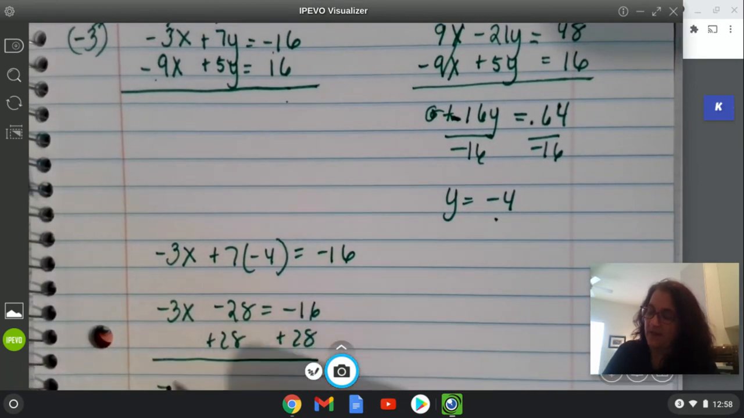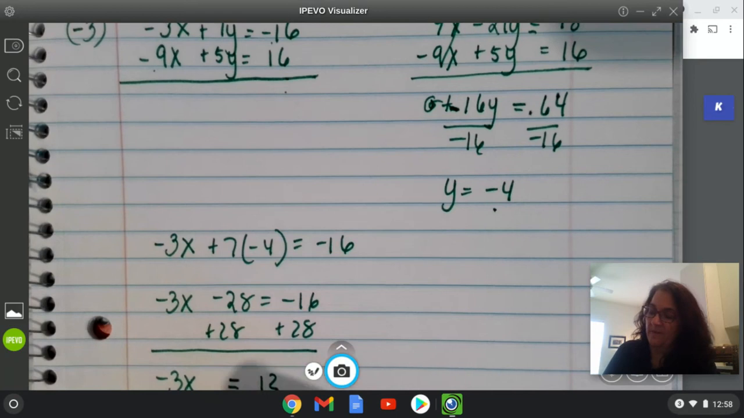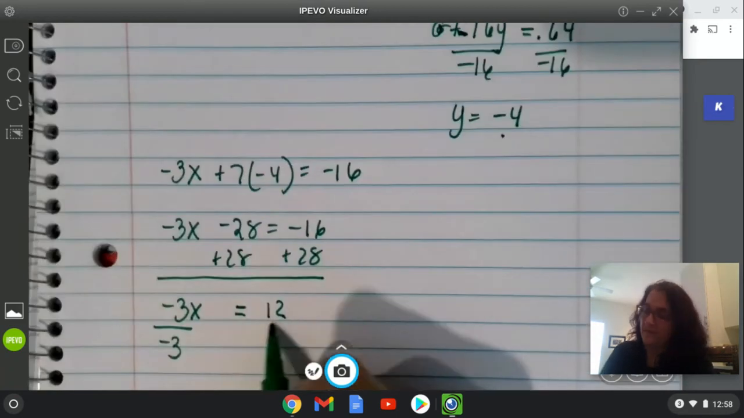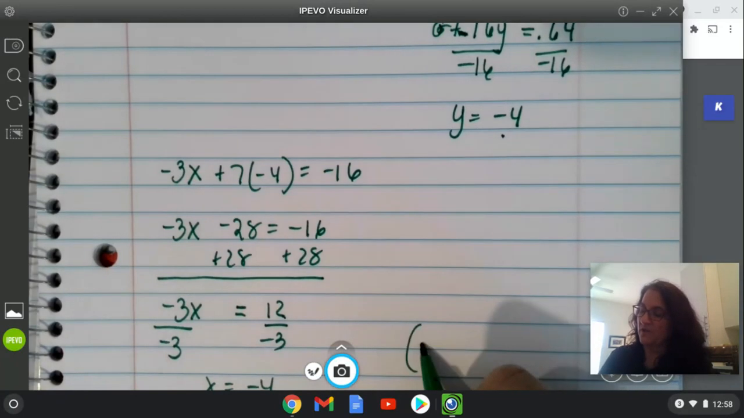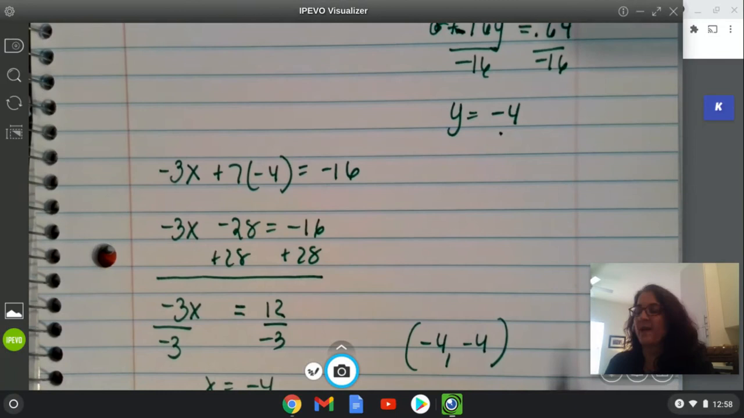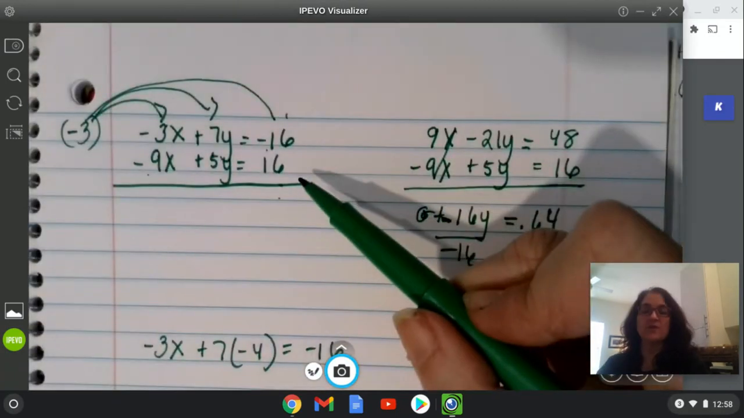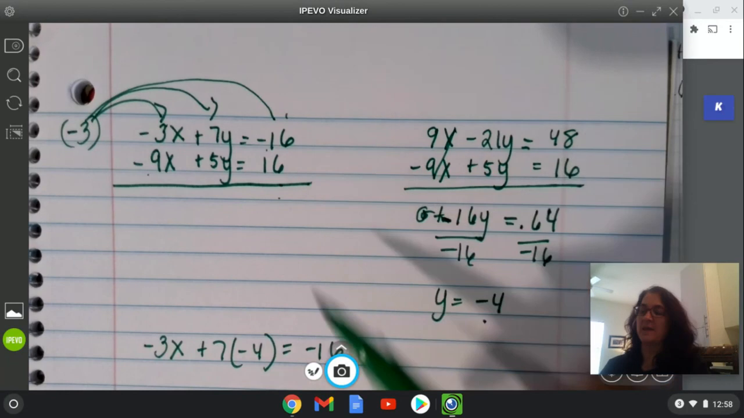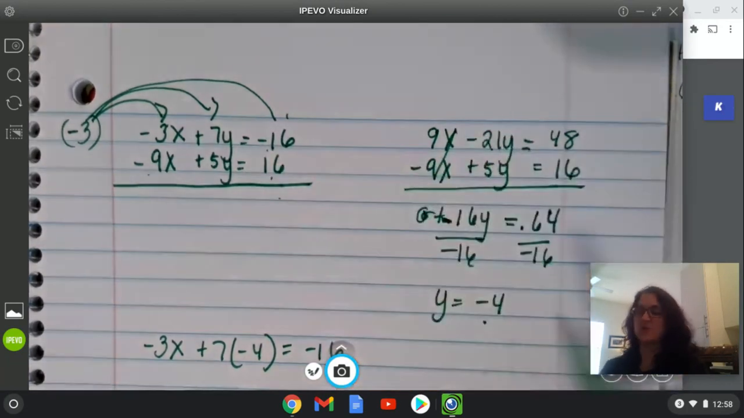And when I do that, I have -3x equals 12. And when I divide, x would equal -4. So my solution to this system is -4, -4. That is the point where these two equations would intersect if you were graphing them. And you can always check it by substituting the numbers back into each equation.